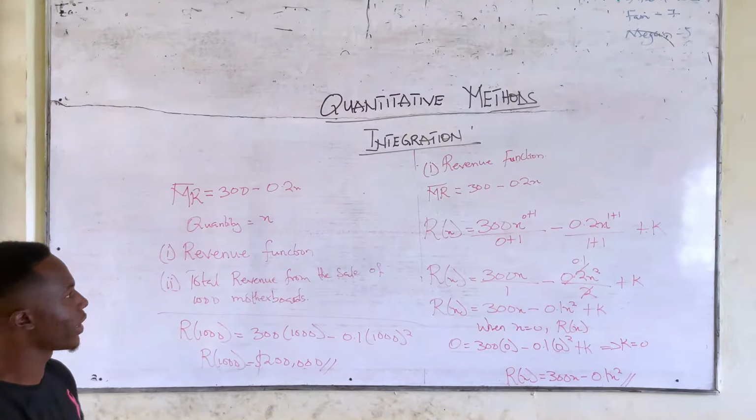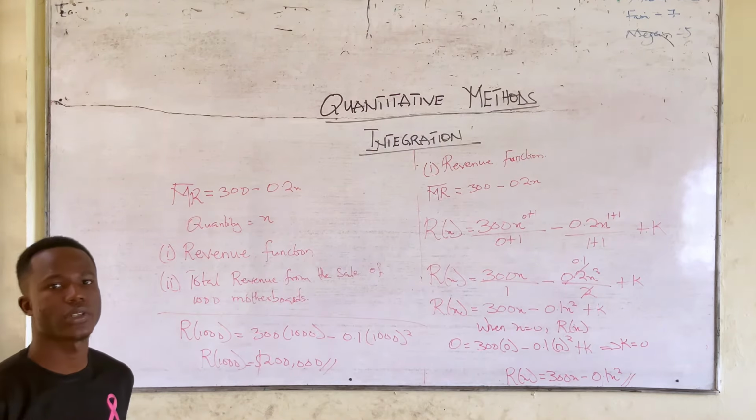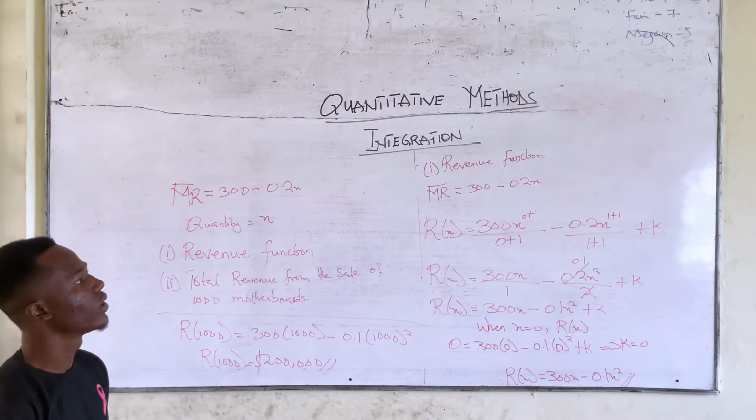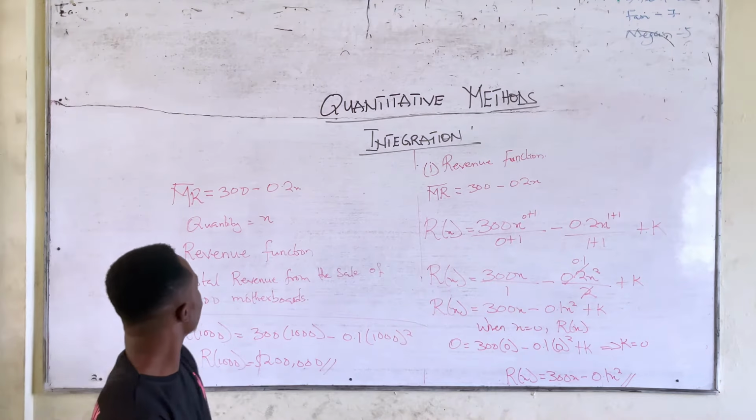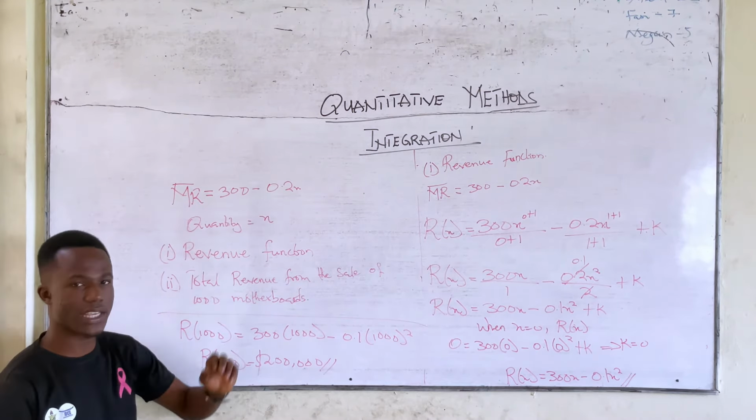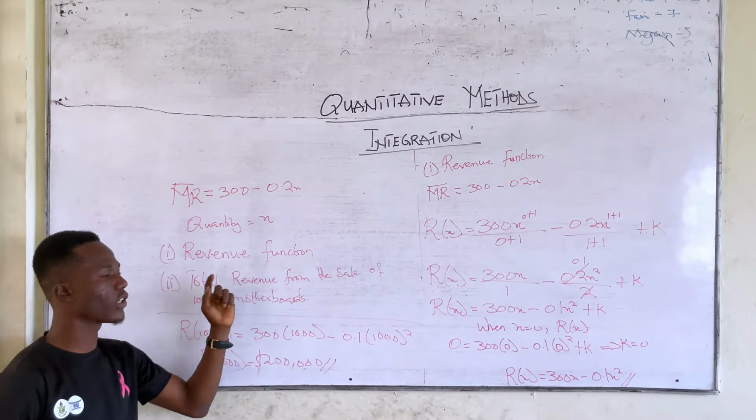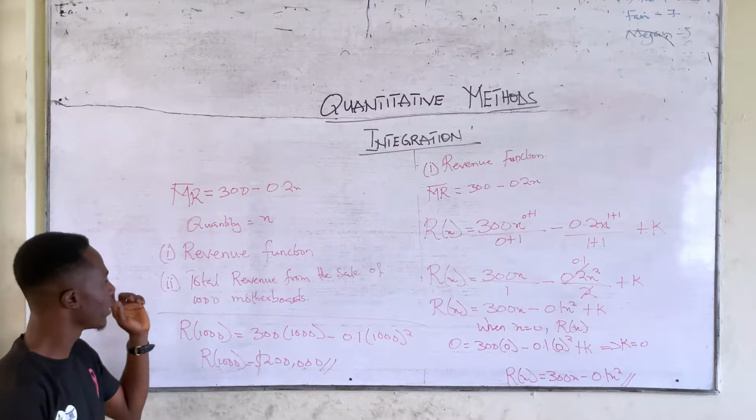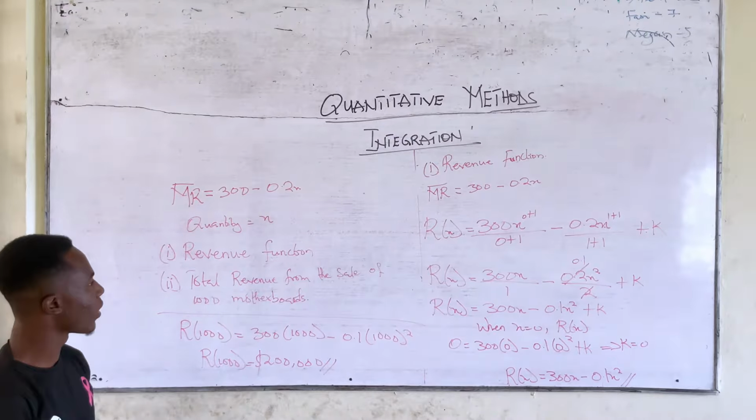So this is how we solve the application of integration. First of all, let's run through the test again before we attempt the second question, and we say bye-bye to integration. So let's go over again. The question said there is the marginal revenue function, and the quantity is x, and we are to solve for the revenue function and also the total revenue from the sale of 1,000 motherboards.